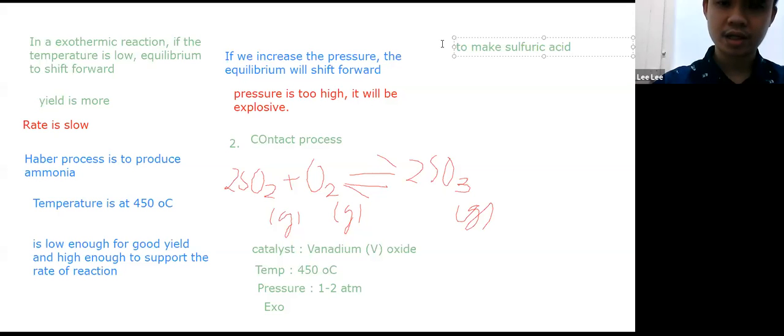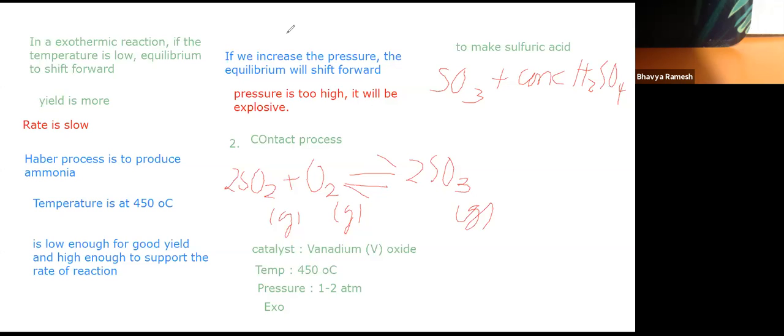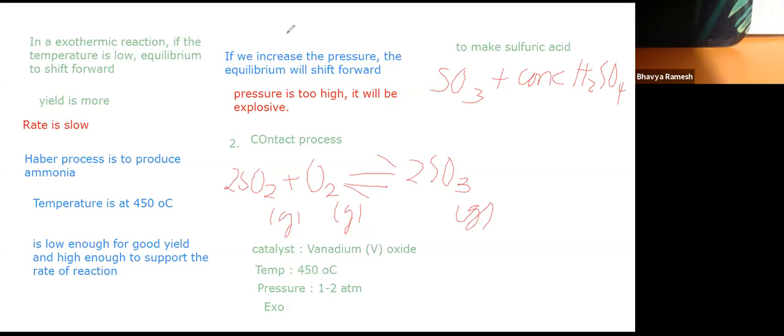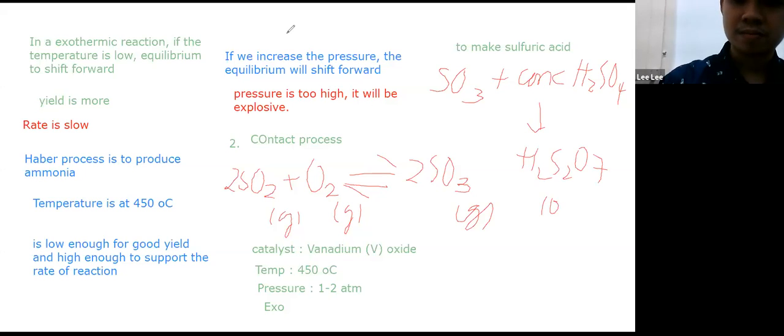Sorry, I don't mean to complicate it, but everything here is in the syllabus. So you have to know this. After you have the sulfur trioxide, SO3, what you do next is add the SO3 to concentrated H2SO4 first. It's going to be weird, because you want to make sulfuric acid, but you need sulfuric acid. What does it mean? Did I explain? After you add it, it will be H2S2O7. We call this oleum.